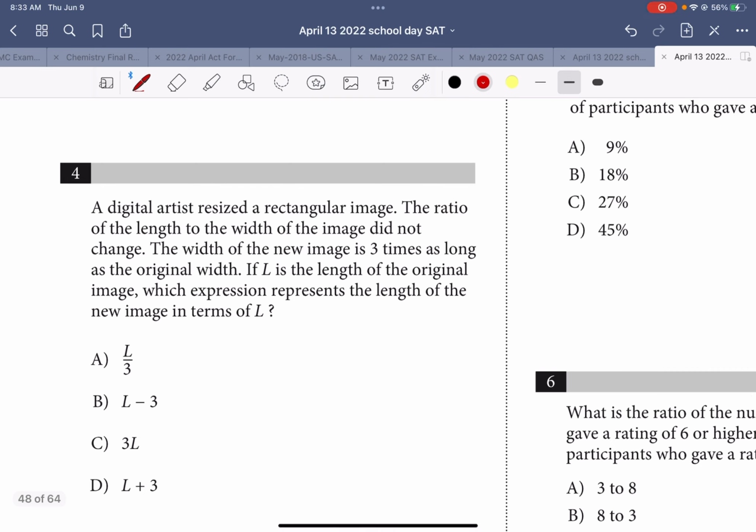Number 4. A digital artist resizes a rectangle image. The ratio of the length to the width of the image did not change. The ratio is the same. The width of the new image is 3 times as long as the original width. Okay, so that is a scale factor. L is the length of the original image, and what expression represents the length of the new image? So for this one, just multiply by that scale factor, so it should be 3L. The larger one is 3 times the original one.